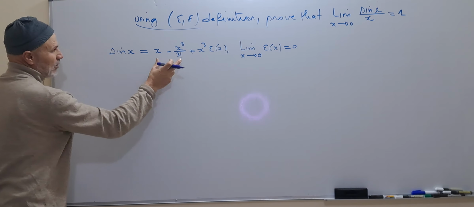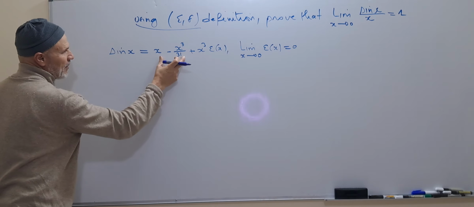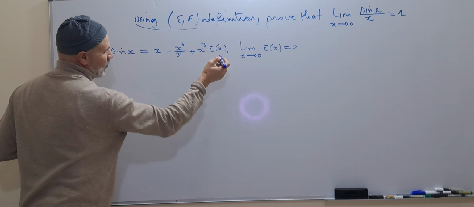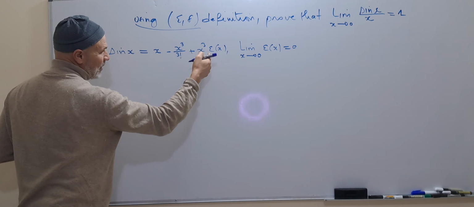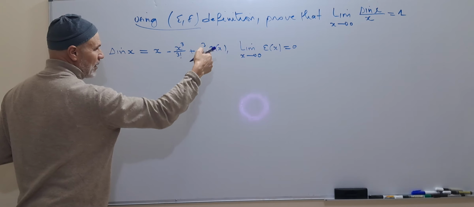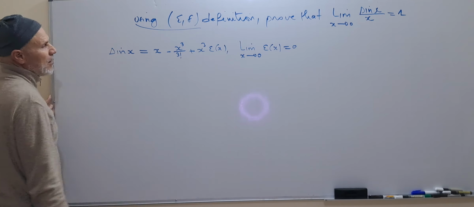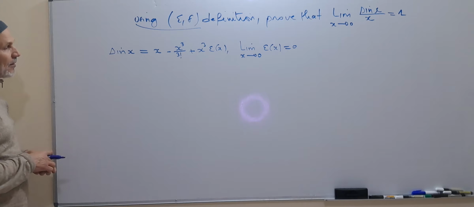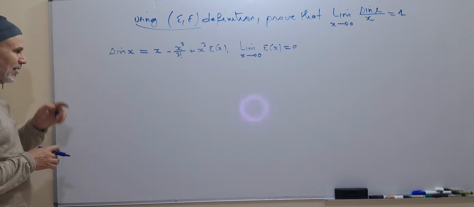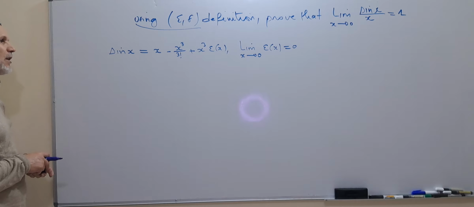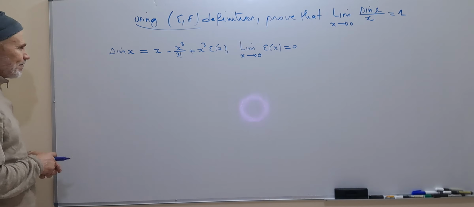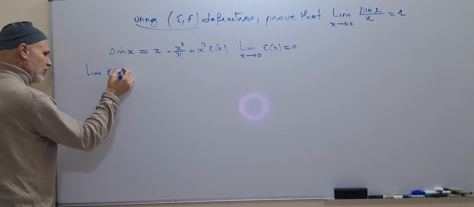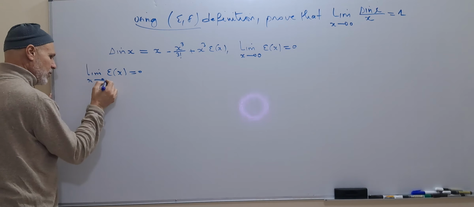This is a part of a polynomial approximation of sine x, and this is the remainder, epsilon of x. We can calculate it exactly, so we can give an expression of this epsilon of x under a form of integral, for example, and so on. In this case, it is sufficient that epsilon of x goes to 0 when x goes to 0. So we have the limit of epsilon of x equal to 0 when x goes to 0.